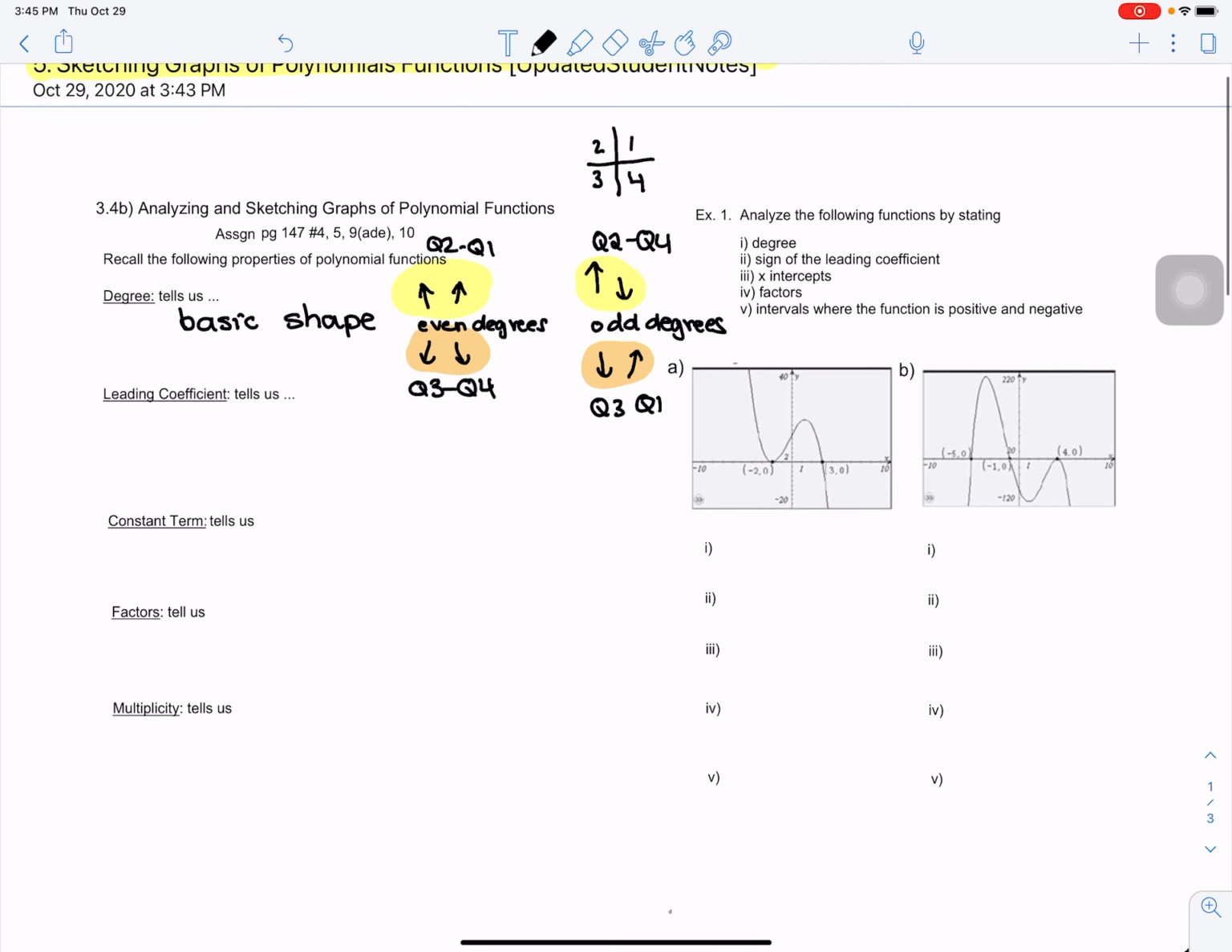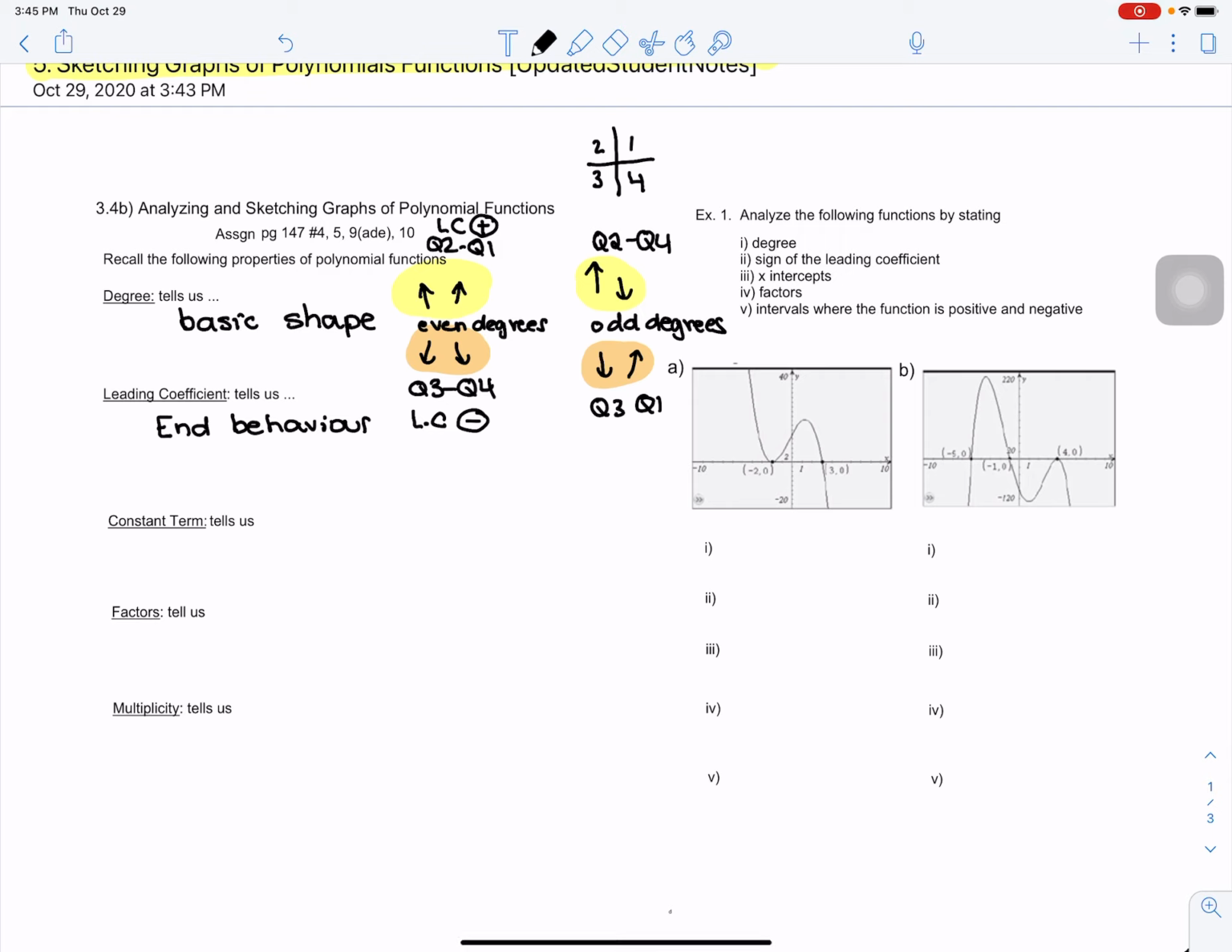So the leading coefficient will also give us the end behavior of the graph. When you think of a parabola, you think of a smile being positive, a frown being negative, and so forth. So on an even degree where the arrows are both pointing down, my leading coefficient would be negative. And when my arrows are both pointing up, my leading coefficient is positive.